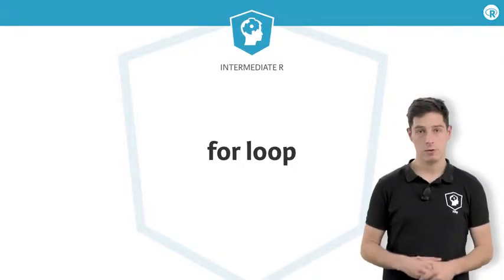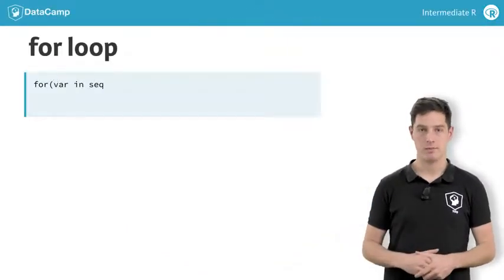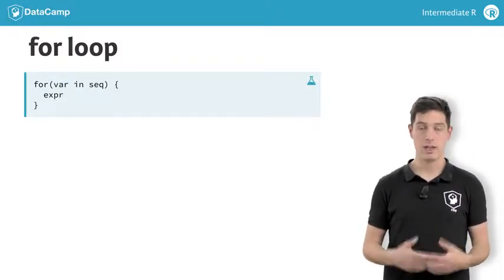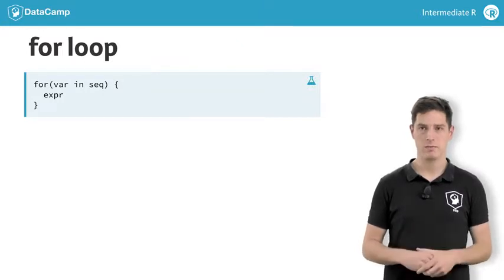The for loop is somewhat different from the while loop. Have a look at its recipe. This can be read as, for each var, a variable, in sec, a sequence, execute expressions. Make sense? Let's see how this actually works with an example.